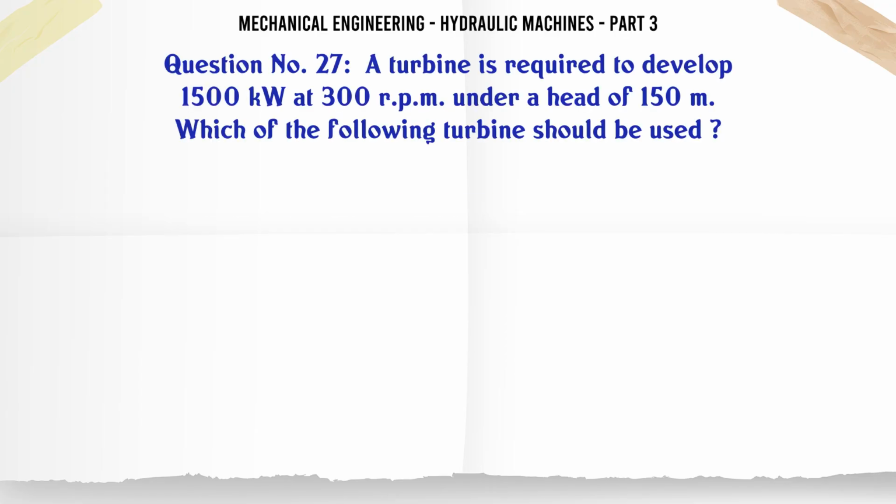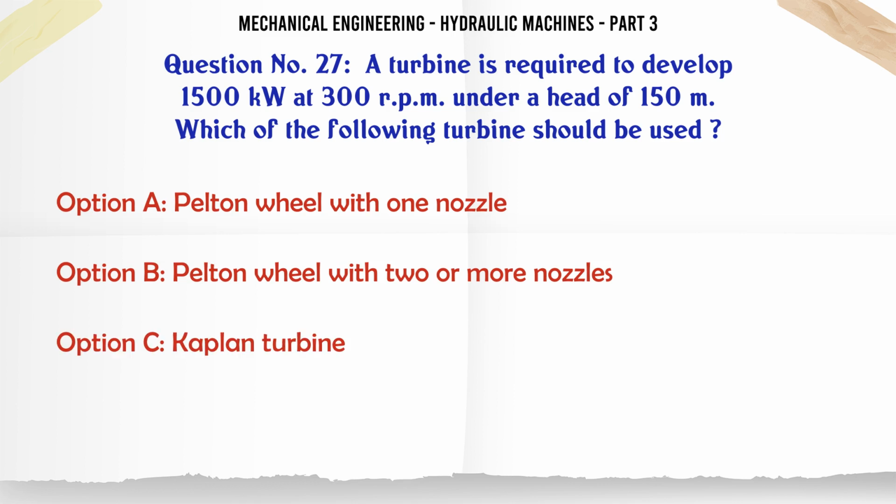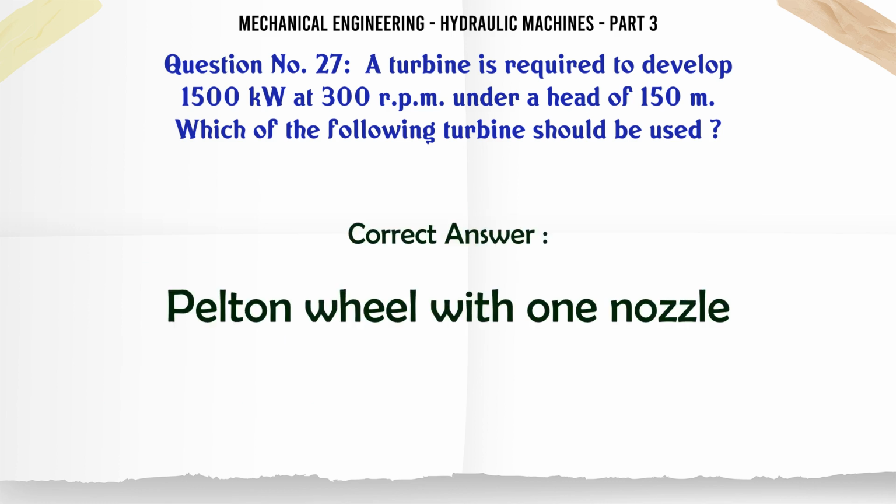A turbine is required to develop 1,500 kilowatts at 300 rpm under a head of 150 m. Which of the following turbine should be used? A. Pelton wheel with 1 nozzle, B. Pelton wheel with 2 or more nozzles, C. Kaplan turbine, D. Francis turbine. The correct answer is Pelton wheel with 1 nozzle.